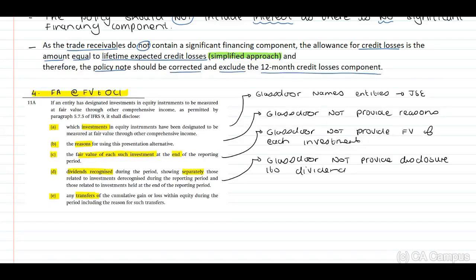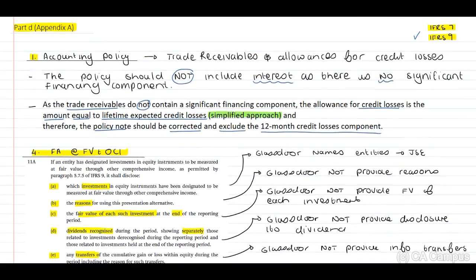Right, there's no information about any transfers. GreenDoor did not provide information about transfers. Okay, now, therefore, when we look at IFRS 7 and IFRS 9, we have now touched on IFRS 7. Guys, in terms of IFRS 9, nothing really, because they have indicated to us the business model, the classification, and so forth. We just don't have the details in terms of our disclosure.